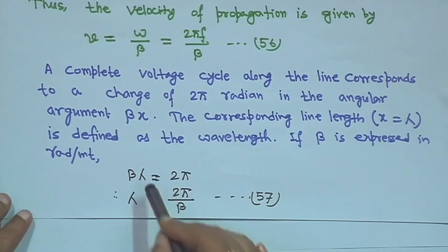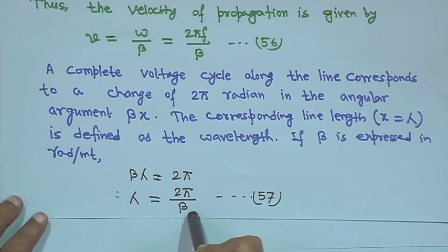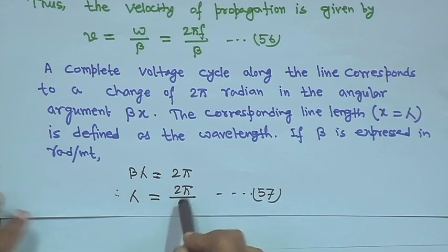So, beta lambda is equal to 2 pi. So, lambda is equal to 2 pi by beta. So, this is actually the wavelength.